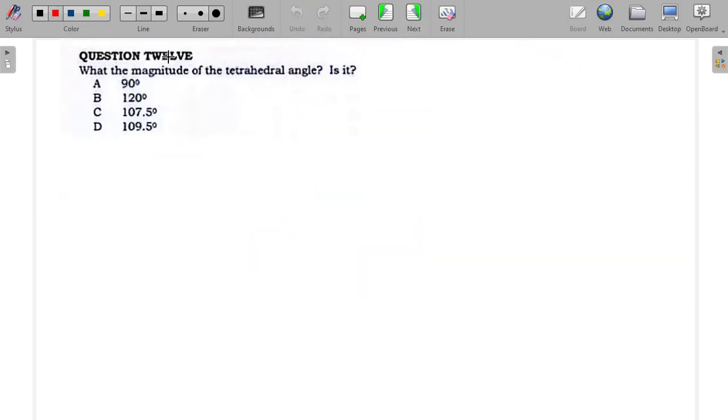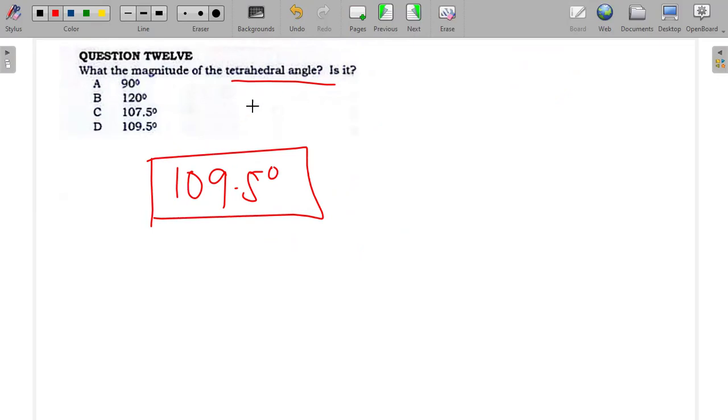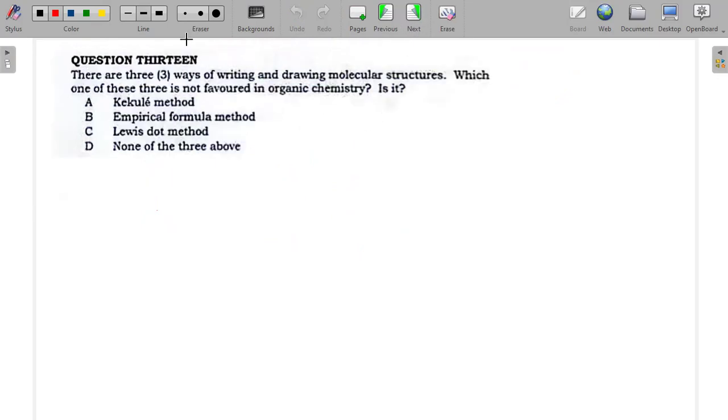Question 12, they're saying, what is the magnitude of the tetrahedral angle? The magnitude we all know is 109.5 degrees. That's for a tetrahedral. So a tetrahedral, you're going to have 109.5 degrees.